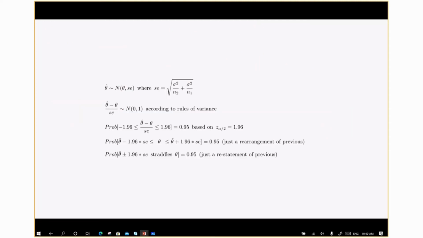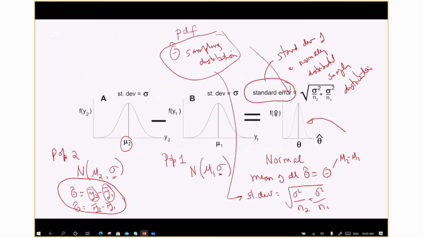So now what I want to do is think about this, having just reviewed the way that it works when we're trying to get a 95% confidence interval on the mean of a single population. How is this game going to be played when we're trying to get a 95% confidence interval on the difference between two populations? It's very similar to what we saw before. So what we have is theta hat is normally distributed with mean theta and standard deviation that I'm going to represent as SE.